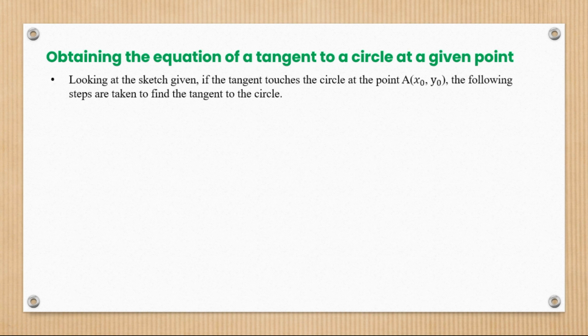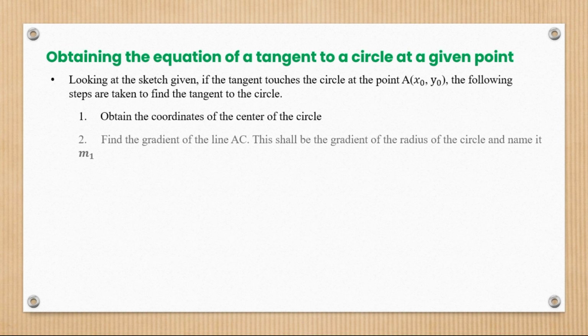Okay, let's look at obtaining the equation of a tangent to a circle at a given point. So how do we do that? Looking at the sketch given, if the tangent touches the circle at the point A(x0, y0), the following steps are taken to find the tangent to the circle. First, we obtain the coordinates of the center of the circle. Next, we find the gradient of the line AC. This shall be the gradient of the radius of the circle, and we shall name it M1.